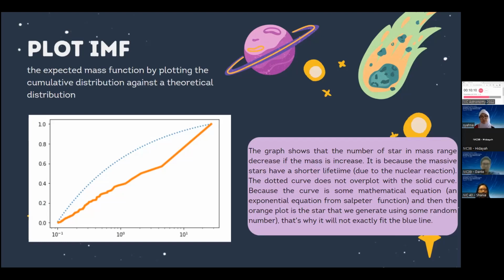And the dotted curve does not overplot with the solid curve. It is because the curve is a mathematical equation, actually an exponential equation that we get from the Salpeter function. And then the orange plot is the stars that we generate using some random number. So that's why the result will not exactly fit the blue line. Next.